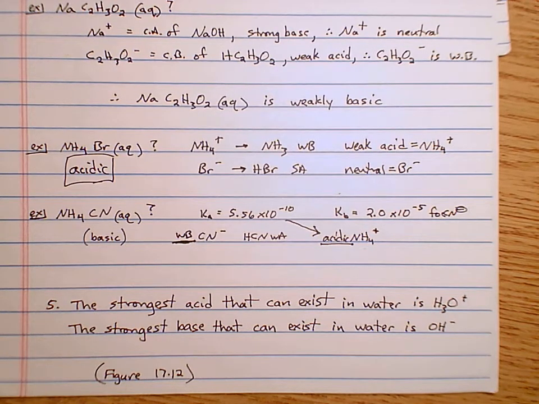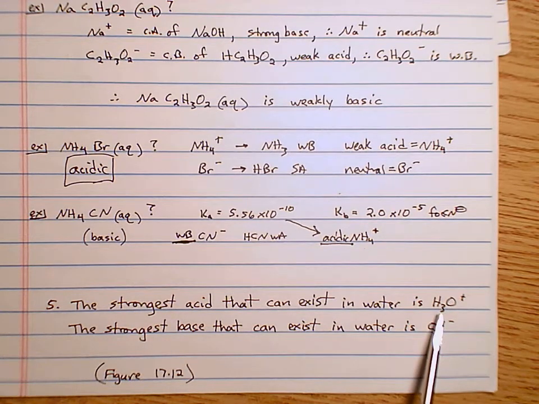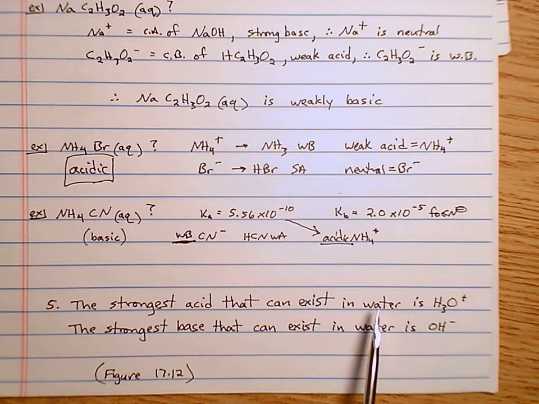All right. A few last things on this video right here. Just some stuff to be aware of, some more definitional types of things. Five, the strongest acid that can exist in water is H3O+. The strongest base that can exist in water is OH-. What does that mean? That means if you have an acid that is stronger than H3O+, then that acid will dissociate when it's put in water to form H3O+.